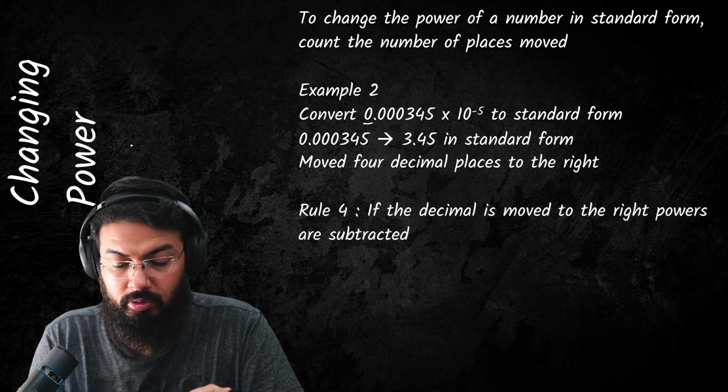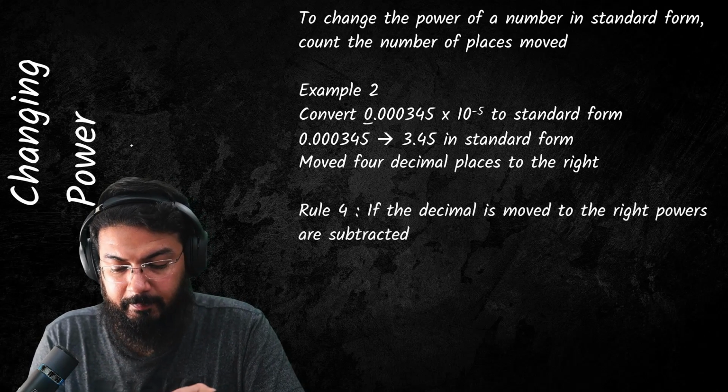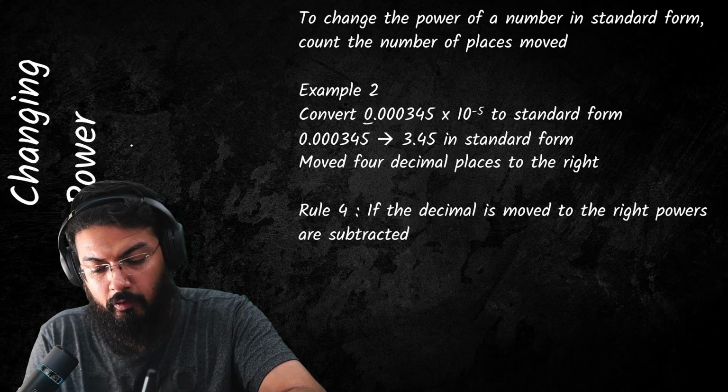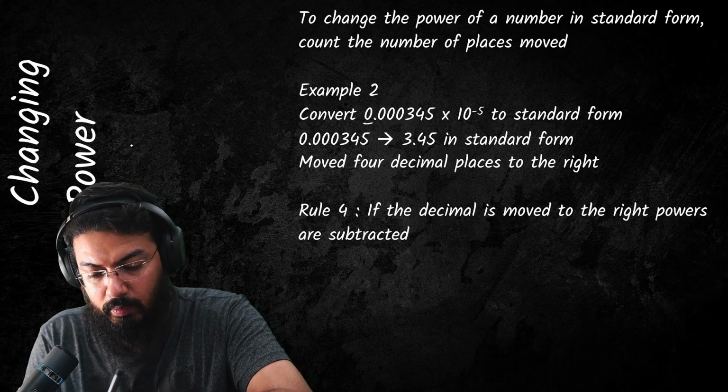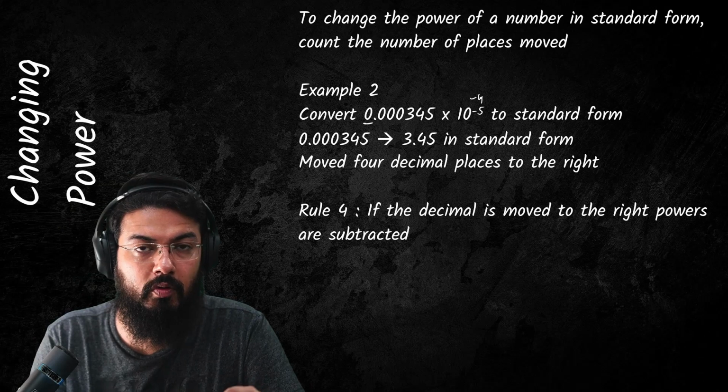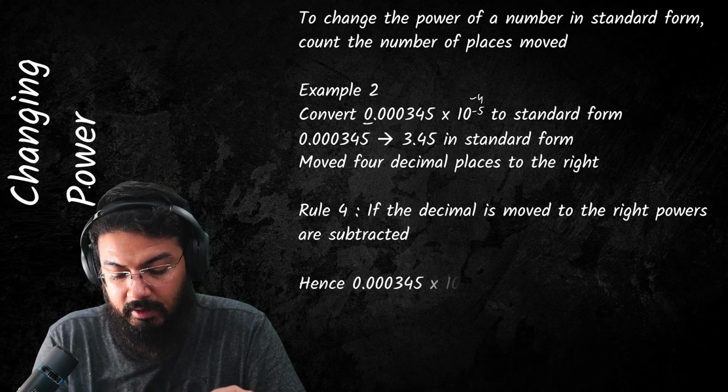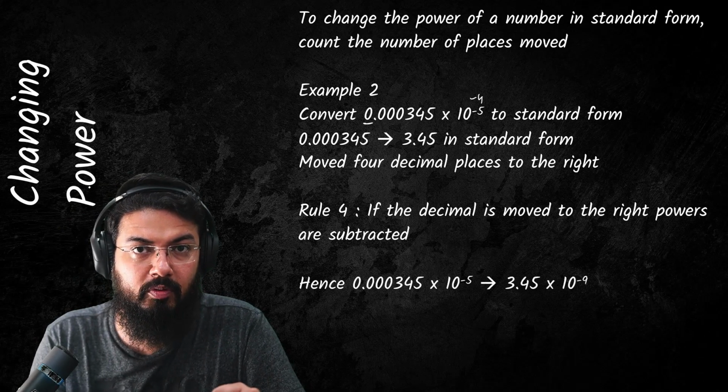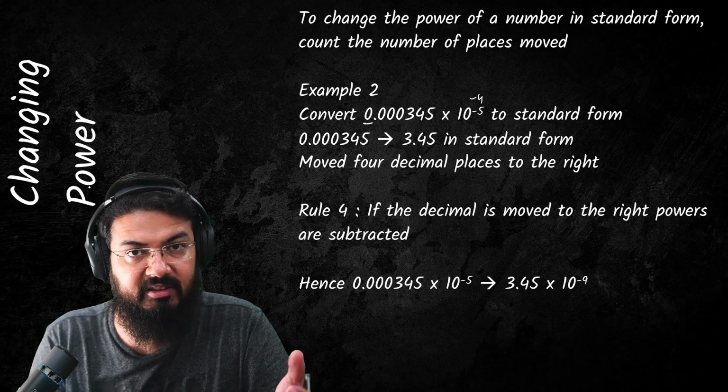So what was the rule? You need to subtract powers of 10. So we moved 4 decimal places to the right. Now we are going to subtract 4. So minus 4 minus 5 is minus 9. So the final answer is going to be 3.45 times 10 raised to power minus 9.